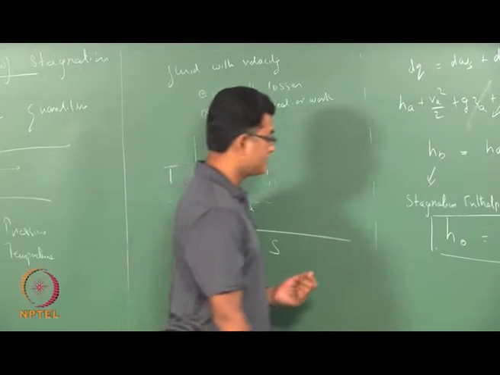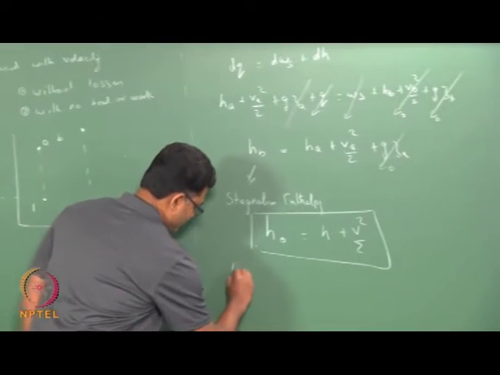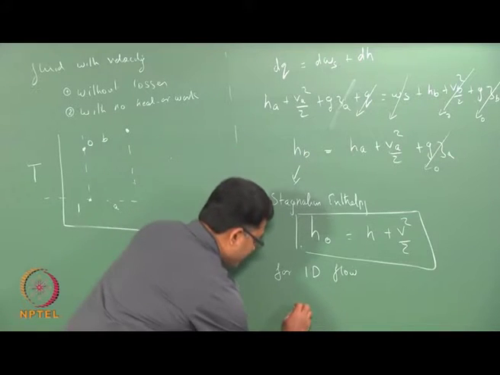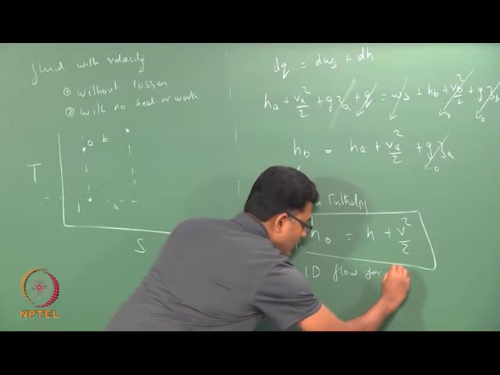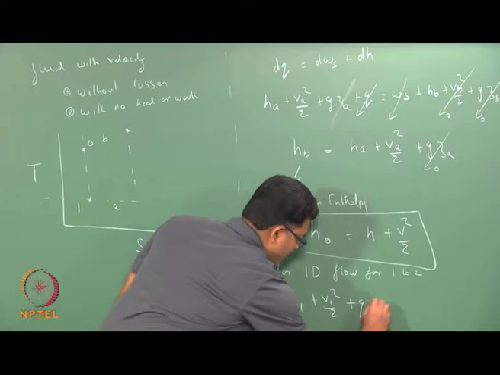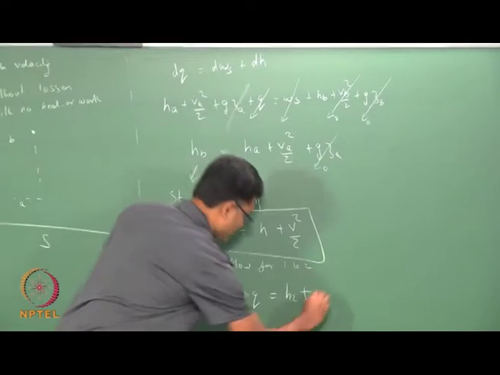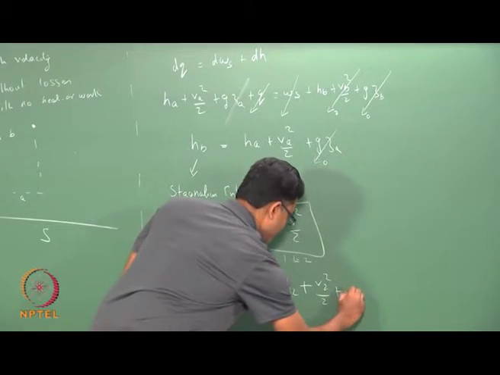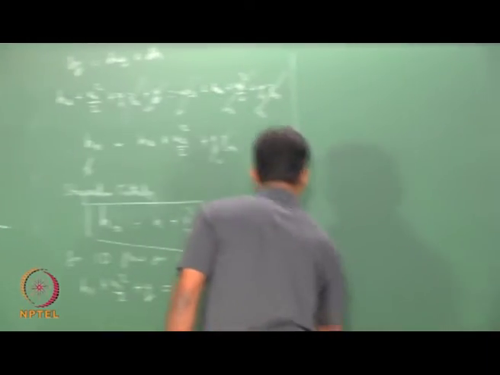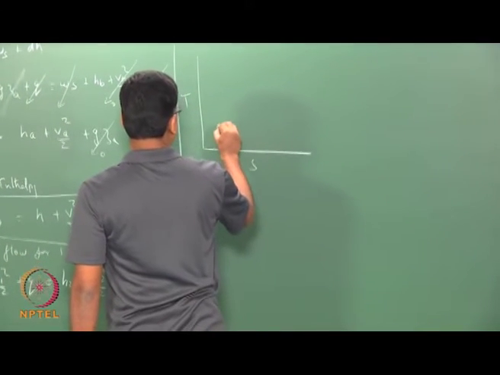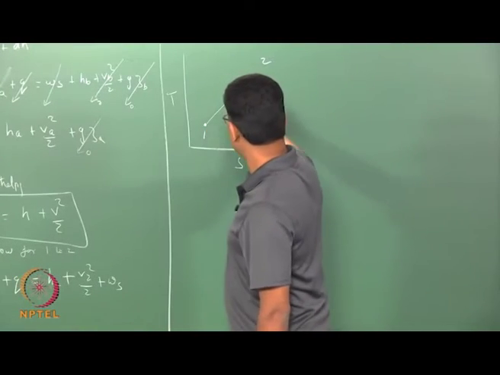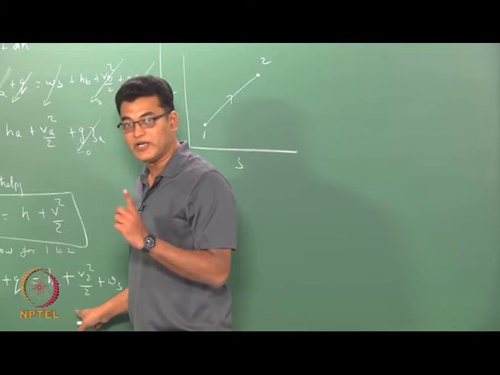So this is my stagnation enthalpy. If that is the case, I can rewrite my original equation, say for example for 1D flow. In the previous lectures we have seen, between two points, or for the process 1 to 2, I have written h1 plus v1 square by 2 plus q equals h2 plus v2 square by 2 plus ws. Which means I have a process from state 1 to state 2 in the TS diagram, and the energy is related in this particular fashion for 1D flow.